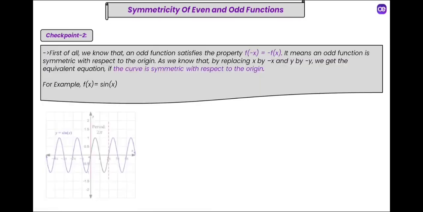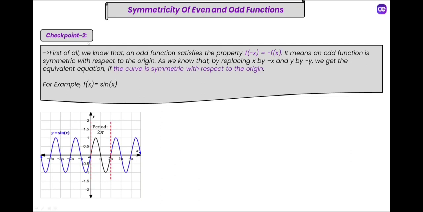Okay, now let's look at checkpoint 2. If we notice checkpoint 2, first of all, we know that an odd function satisfies this property: f of minus x is equal to minus f of x. It means an odd function is symmetric with respect to the origin. As we know, by replacing x by minus x and y by minus y, we get this equivalent equation if the curve is symmetric with respect to the origin.